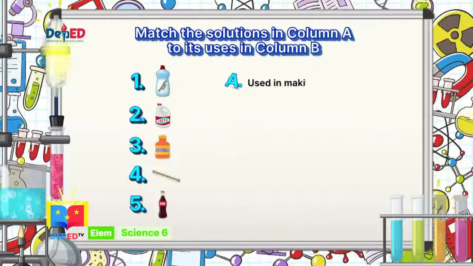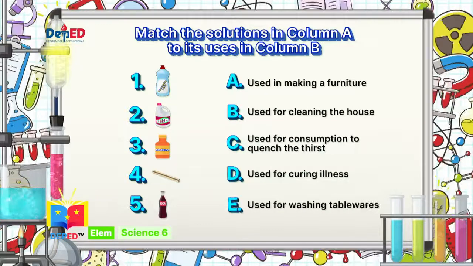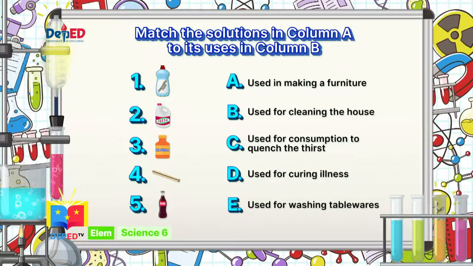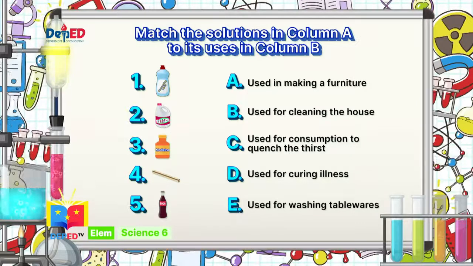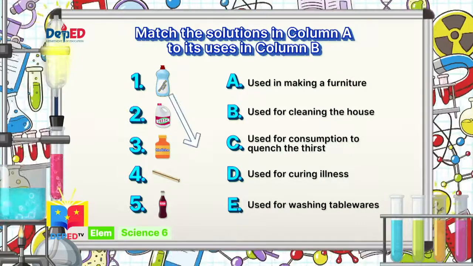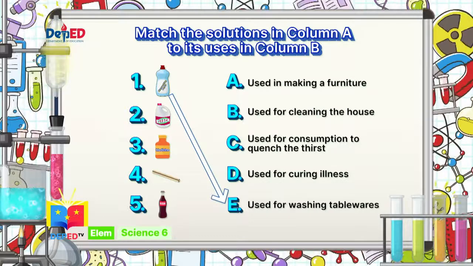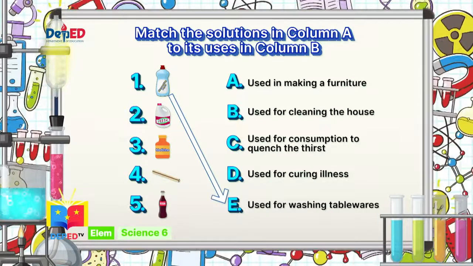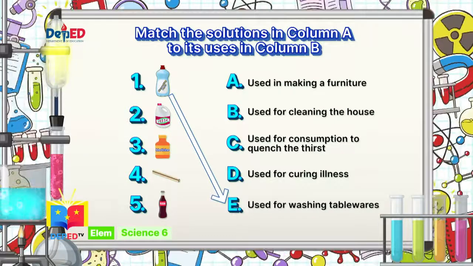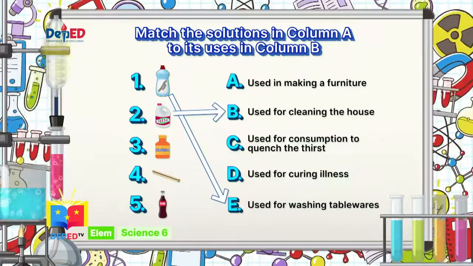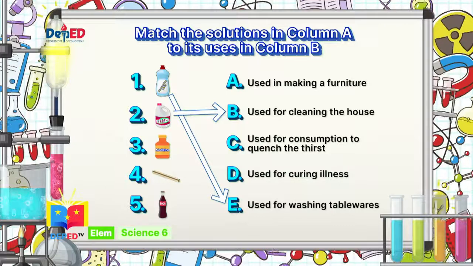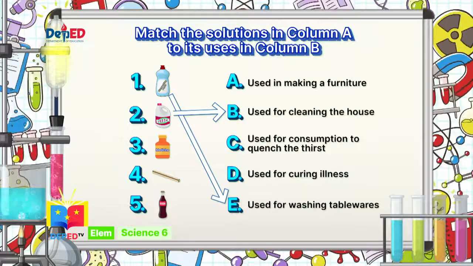Match the solutions in column A to its uses in column B. Number 1. What is the use of dishwashing liquid? The correct answer is E. It is used for washing tablewares. Number 2. What is the use of bleach? The correct answer is B. It is used for cleaning the house.